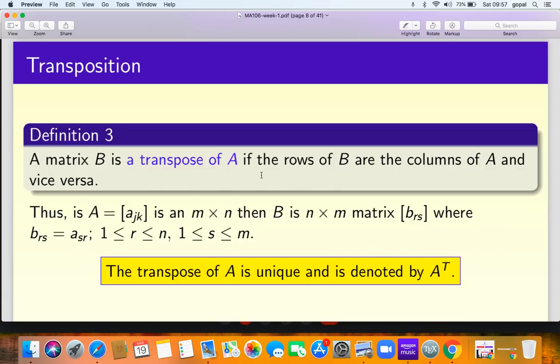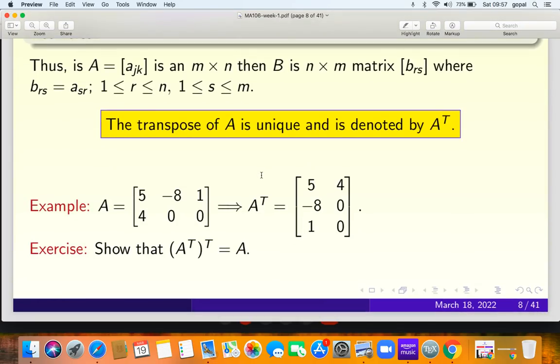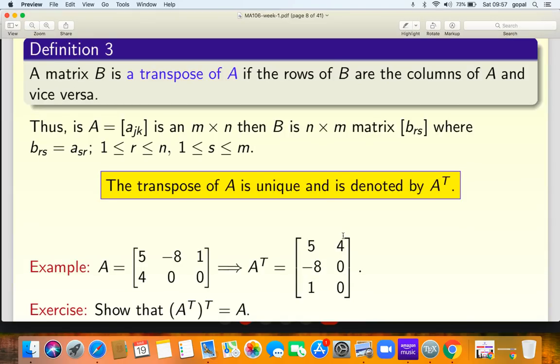Transpose of a matrix. What is the transpose of a matrix? Loosely speaking, the rows become columns and columns become rows. It's best to look at an example. Look at A and look at A transpose. What are the rows? 5, minus 8, 1. The first row of A becomes the first column of A transpose. The second row of A becomes the second column of A transpose. That's the idea of transposing. Just convert the first row into the first column, convert the second row into the second column, and so on. That's the idea of a transpose of a matrix.